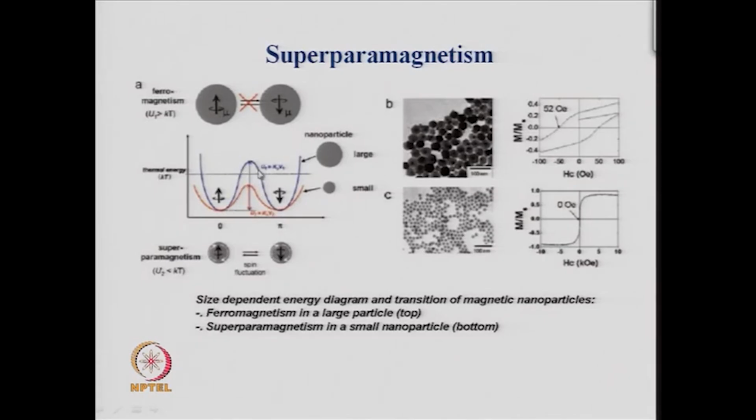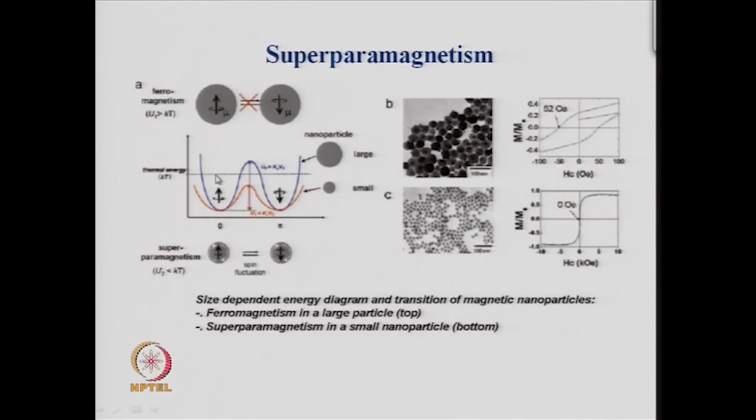Now, this energy barrier for a large particle is large. So, this is the total energy barrier. You have to give this energy if you want to change your spin from this direction to this direction. In a small particle, in a nanoparticle, this energy difference is much smaller, and so it is easy for the moment to change its magnetic vector, to change its direction, by giving this kind of energy.